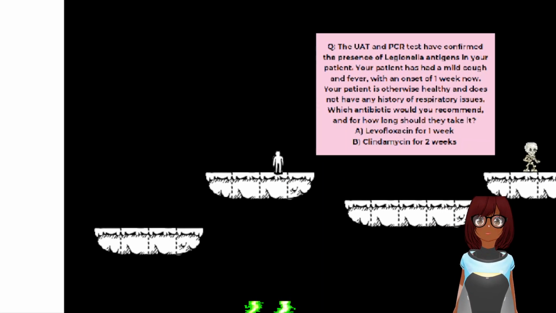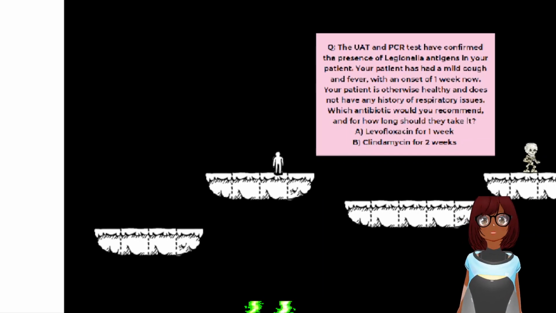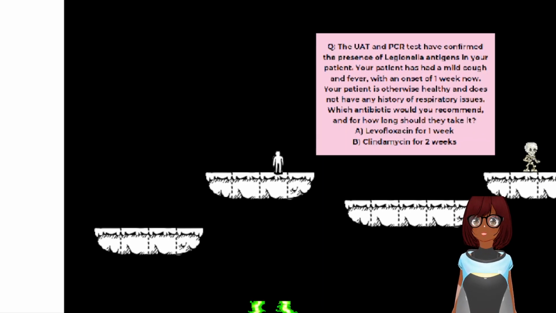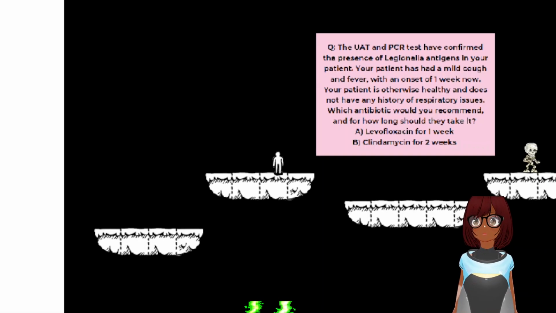The UAT and PCR tests have confirmed the presence of Legionella antigens in your patient. Your patient has had a mild cough and fever with an onset of 1 week now. Your patient is otherwise healthy and does not have any history of respiratory issues.